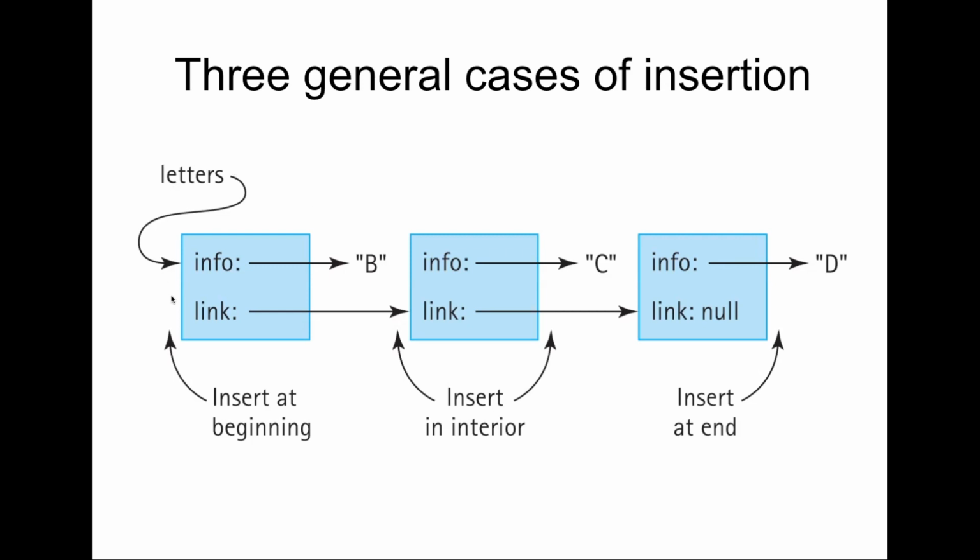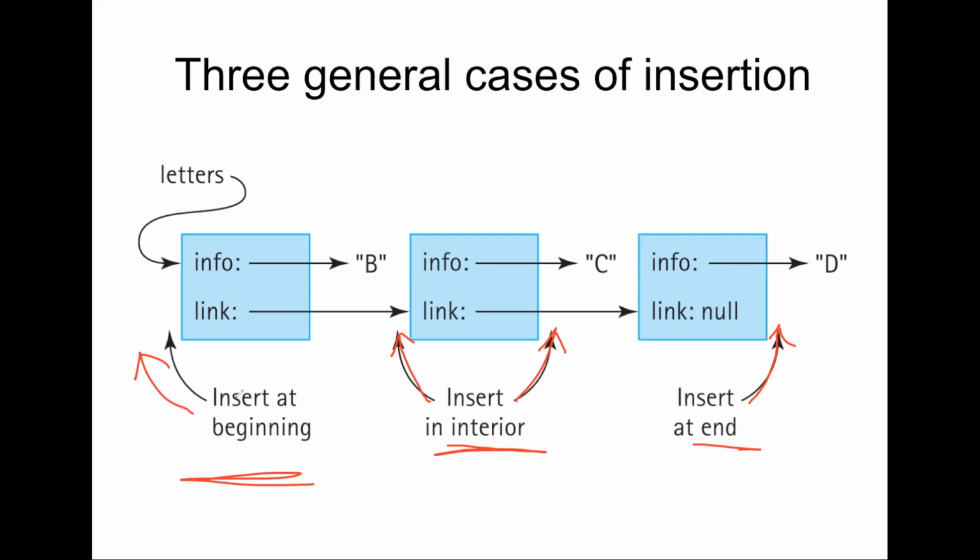In the example above, where we have letters being the head of the list pointing to B, C, and D, which ends with a null terminator, you can insert data at the beginning of your linked list, as indicated by this arrow right here, or you can insert in the middle portion, somewhere in between the beginning or the end of your list. And then you can also do insertion at the end of your list. So these are the 3 general cases we typically observe when you insert data into a linked list.